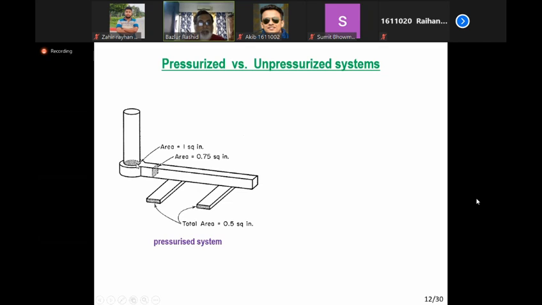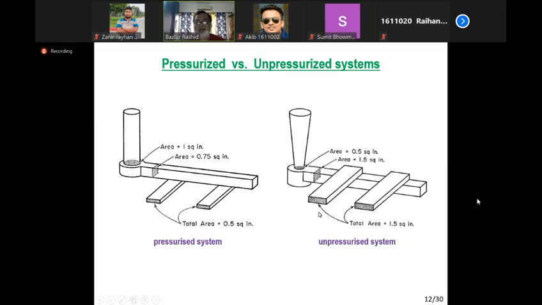So if we use the sprue base as a reference point, for example, 1 square inch area, then runner area is reduced, it is 0.75, and gate area again reduced, total gate area is 0.5. So 1 is to 0.75 is to 0.5. So the area is continuously decreasing. So this is the pressurized system.